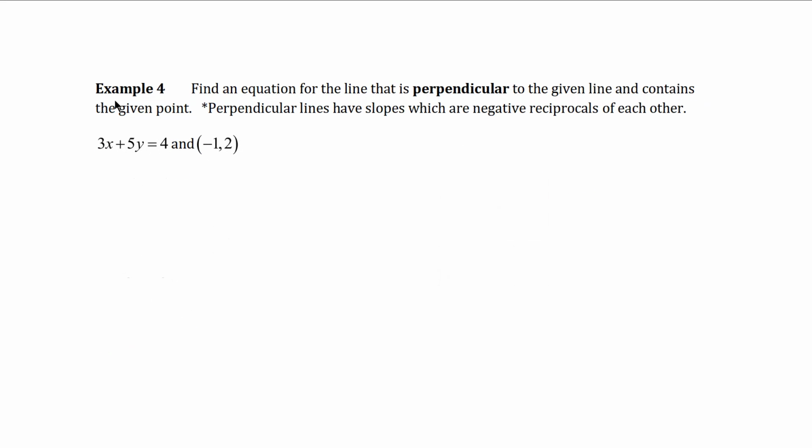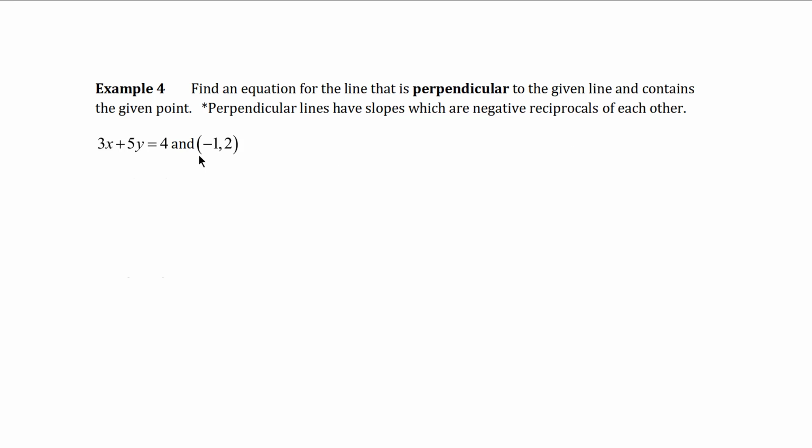Next we have example number 4. It states here, find an equation for the line that is perpendicular to the given line and contains the given point. Recall that perpendicular lines have slopes which are negative reciprocals of each other. For instance, if one slope is 1/2, then the negative reciprocal of 1/2 is -2/1.